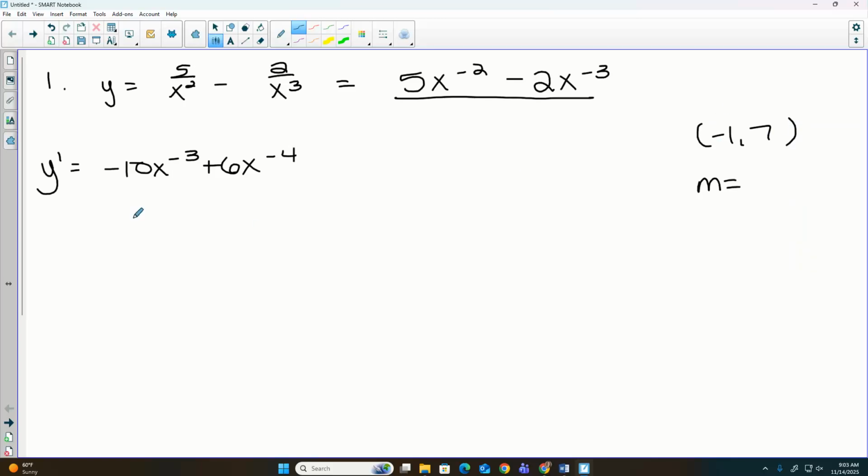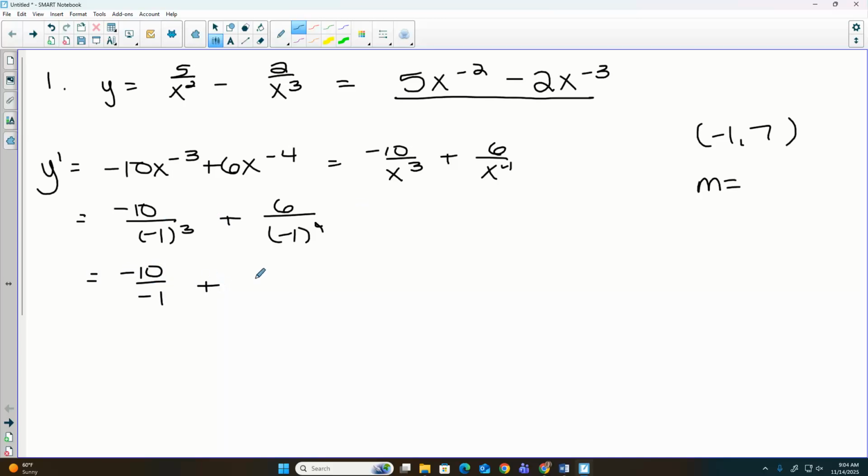I know my x is negative 1. If you want, you can rewrite it back in this form, negative 10 over x cubed plus 6 over x to the 4th, if that's easier for you to calculate. So then if we plug in our negative 1, negative 1 to the 3rd is negative. Negative 1 to the 4th is positive, so we get 10 plus 6, which is 16. So now we know our slope.